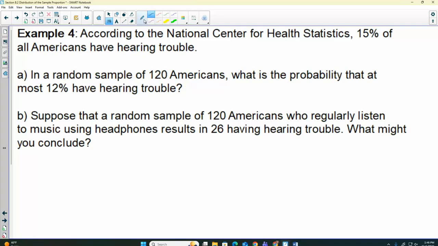So if I look at this one. According to the National Center for Health Statistics, 15% of Americans have hearing trouble. What's that 15% represent? Anytime you see a percent, it is probably our population proportion. In a random sample of 120 Americans, what's my 120 represent? What's the probability that at most 12% have hearing trouble? What do I need to check first?